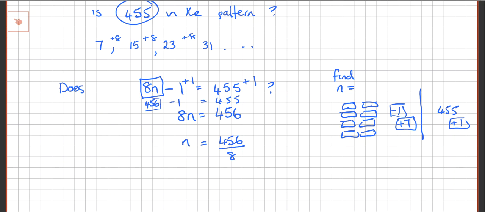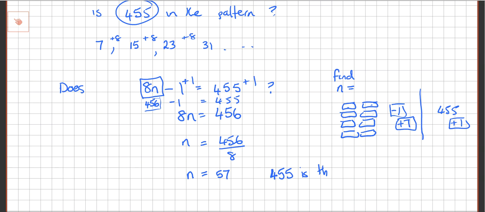Okay? N is 57, you think? Yeah? Can we all confirm? Get your calculator out and confirm. Yeah? So what does that mean then? It's that 455. Oh, my computer stopped working.